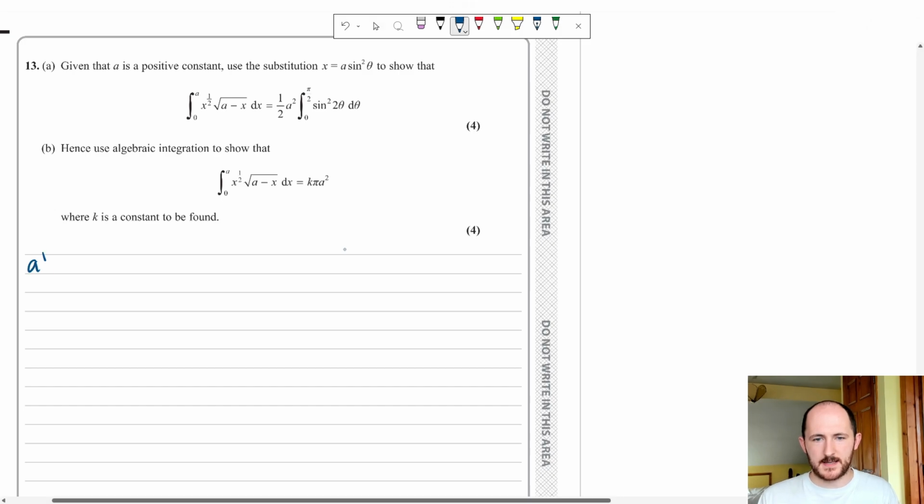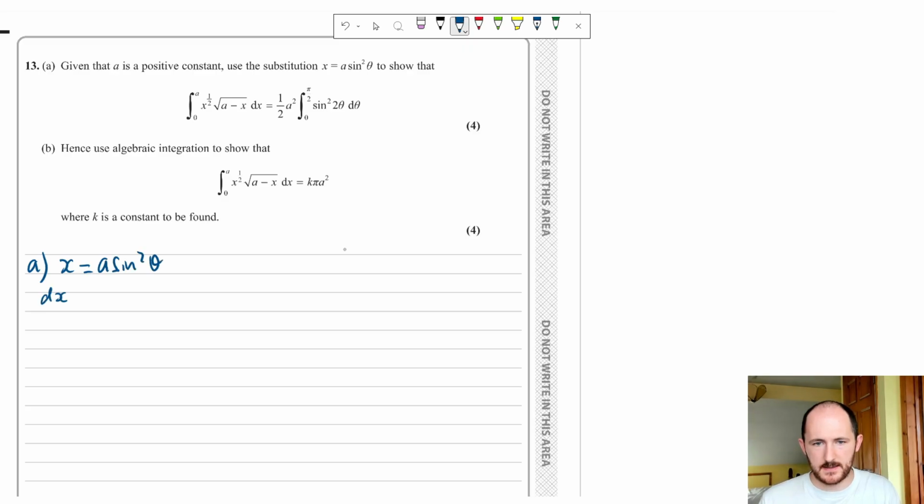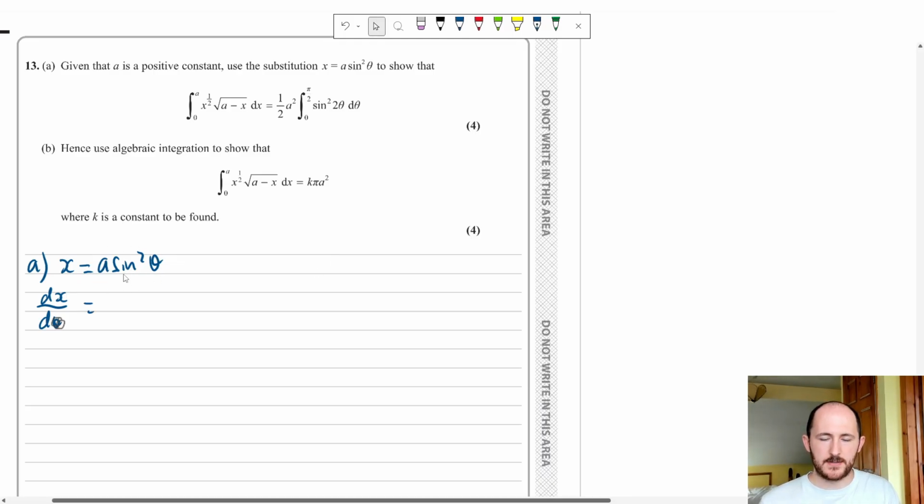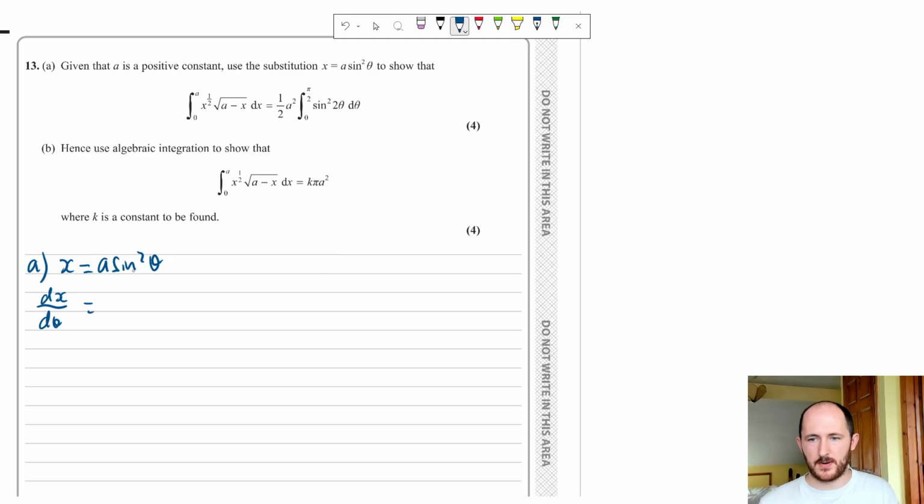So, part A, substitution. If you're stuck, I'll just go through the steps. What I mean by that is, you know that you're going to have to differentiate what you're subbing in, right? So we're going to have to do dx over d theta. Now, differentiating this, you need to recognize that it's a chain rule question, right? So if y is equal to sine squared theta, that's the same as sine theta all squared.